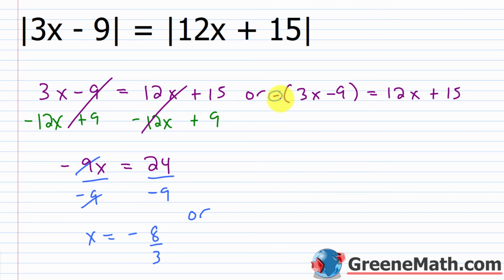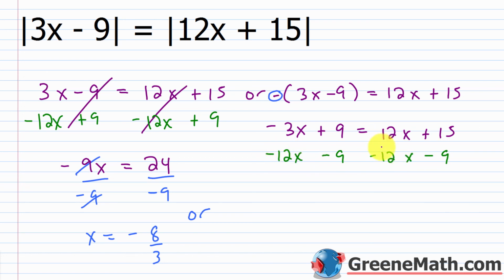All right, let's deal with this scenario now. So the first thing I'm going to do is just apply the negative. So negative times 3x is negative 3x, and then negative times negative 9 would be positive 9. And this equals 12x plus 15. Now what I'm going to do is subtract 9 from each side of the equation. And I'm also going to subtract 12x away from each side of the equation. So what's going to happen is this will cancel and this will cancel. Negative 3x minus 12x is negative 15x. And this equals 15 minus 9, which is 6.